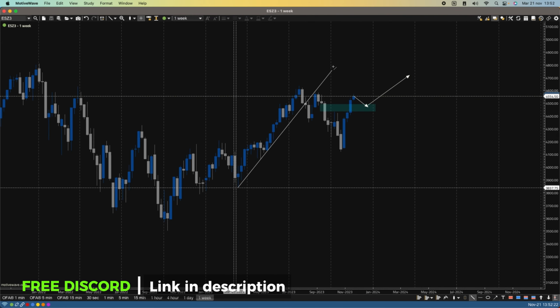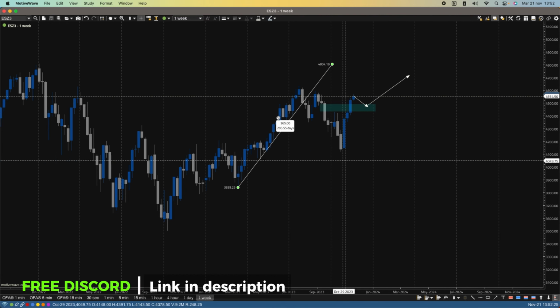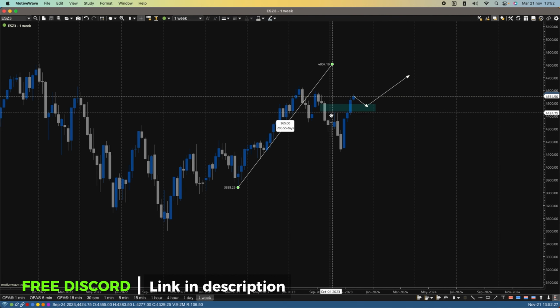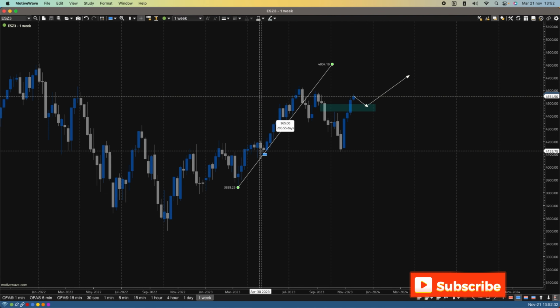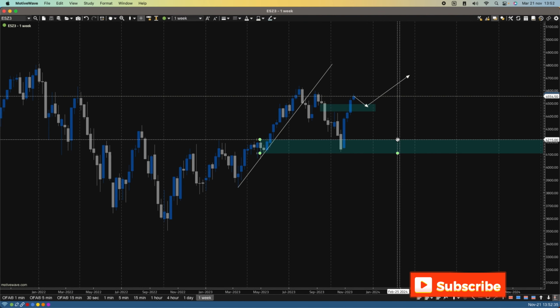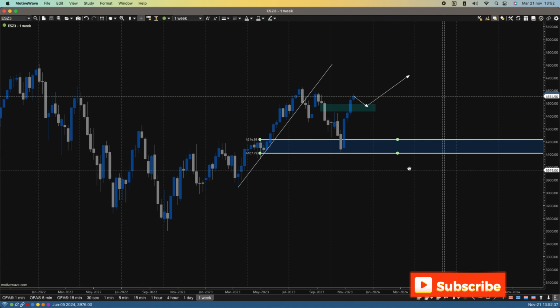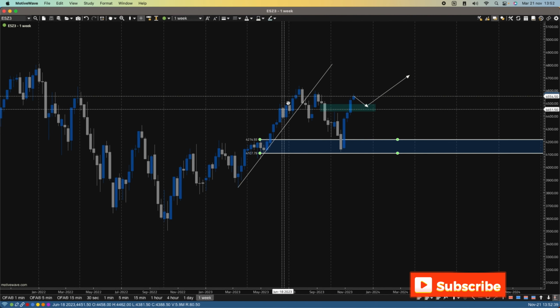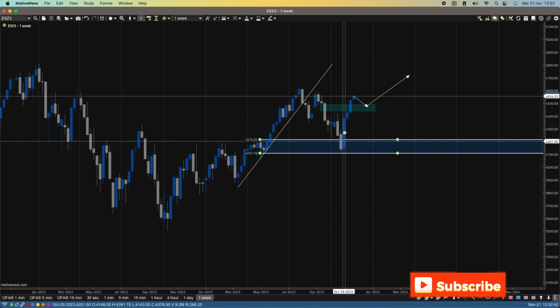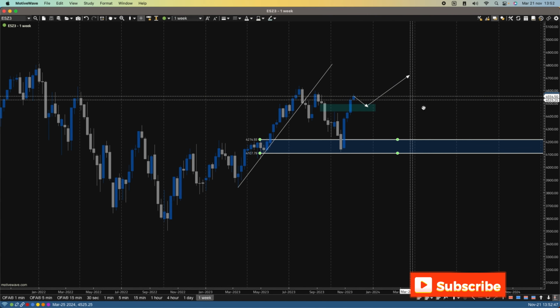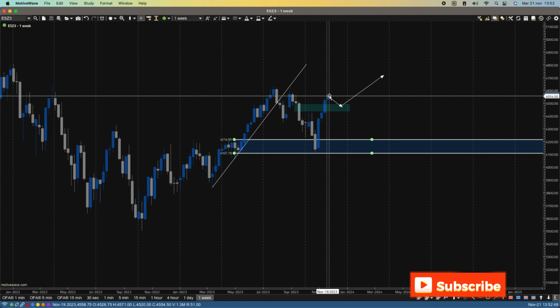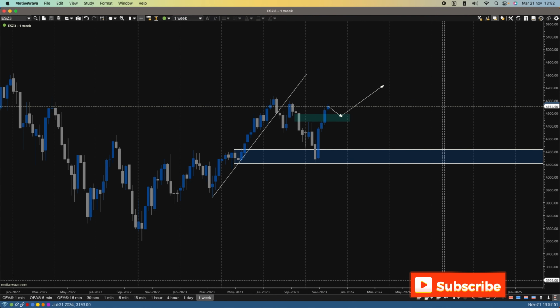On the weekly perspective, we were bullish, then we got a rejection, and price then bounced to the demand zone from which the last impulse started, making this beautiful engulfing and lining up with the main structure. So in terms of weekly, we are bullish.